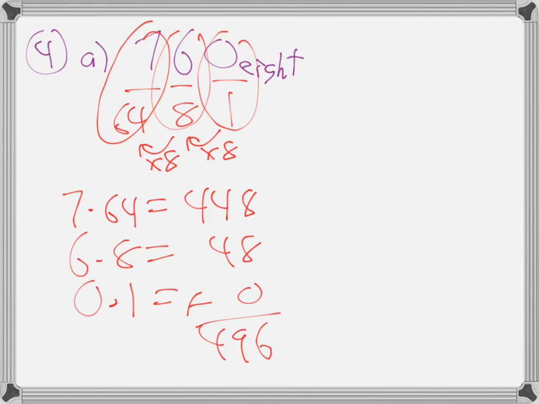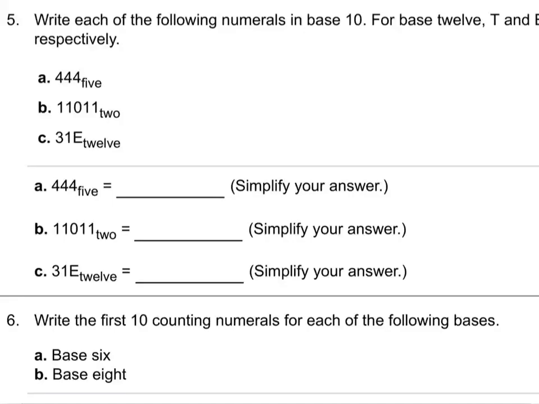How to convert from a foreign system to our system? Okay, so 5C says 31E. What's up with that E? Base 12.